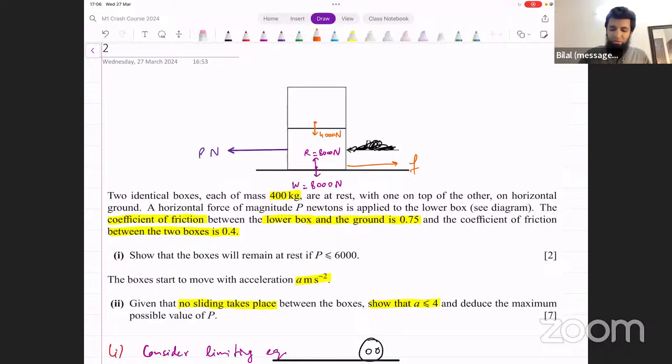The upper box is going to be applying a force of 4,000 Newton on the lower box, and the lower box is going to give the upper box a reaction for that, which is going to be 4,000 Newton as well. So in the upper box, there's going to be a reaction of 4,000 Newton. Okay. What other forces are there? There's going to be friction between the two boxes.